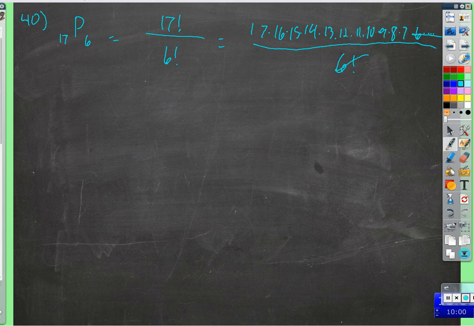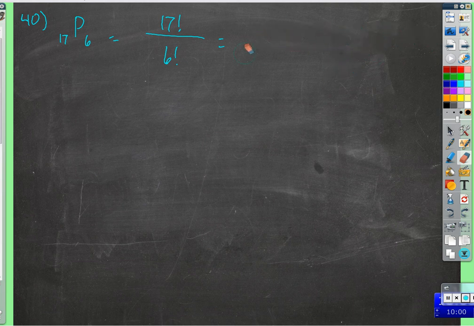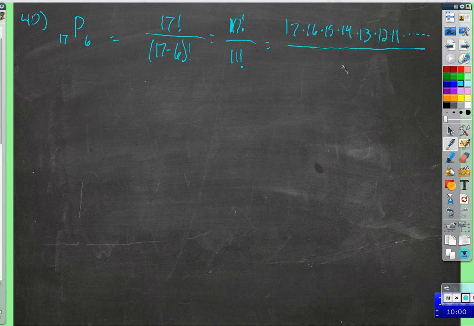Oh, man. I misspoke. Hold on a sec. It's not 17 factorial over 6 factorial. It's 17 factorial over 17 minus 6 factorial. That's 17 factorial over 11 factorial. So that's 17 times 16, 15, 14, 13, 12, and then 11, and all the way down to 3, 2, 1, over 11 factorial. 11 times everything that comes before it cancels out all the factors of 11, 10, 9, and so on. And now we just have 17 times every number before it on down to 12.